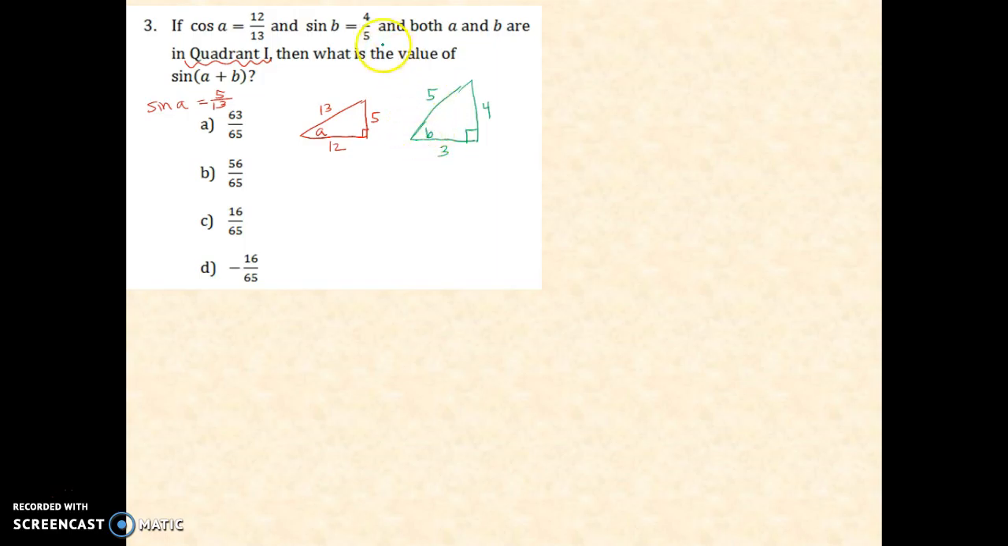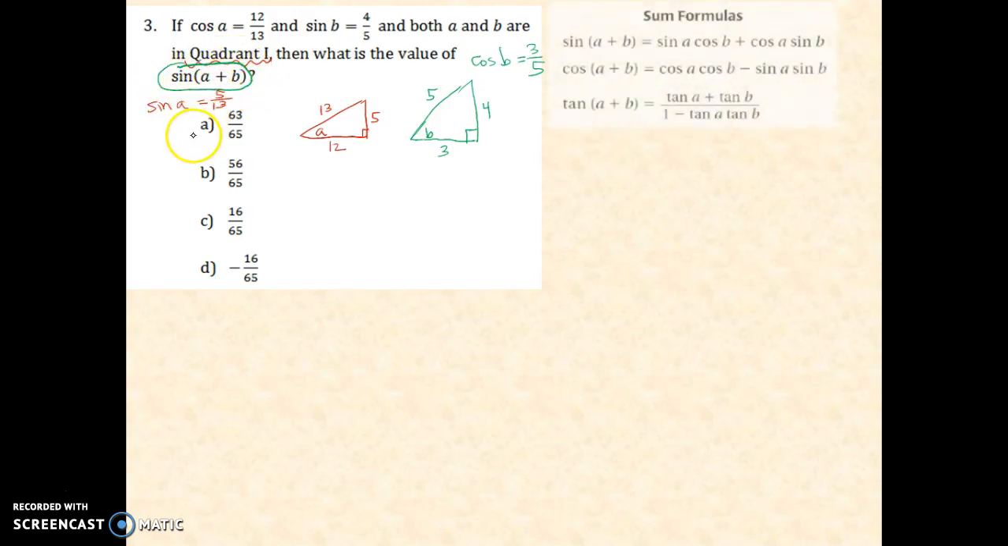And so let's see, if sine of B is 4/5, then what's cosine of B? Cosine of B is adjacent over hypotenuse, so 3/5. So why did I do that? Why is that important? Because if you look in your trig identities for sine of A plus B, it's this guy right here. You need to know sine of A and sine of B. You need to know cosine of A and cosine of B.